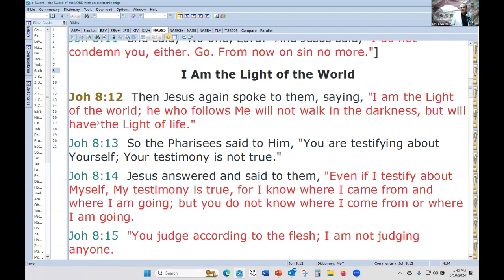So, yeah. So when he says he's the light of the world, he who follows him will not walk in the darkness, but will have the light of life. That's a lot of information to unpack there, but very important. And the Pharisees, they're not saying that's not true. They're not saying that's not possible. They're saying, you're testifying about yourself. Your testimony isn't true.